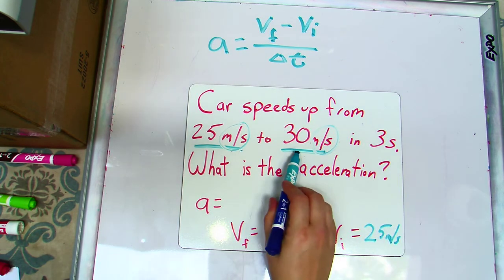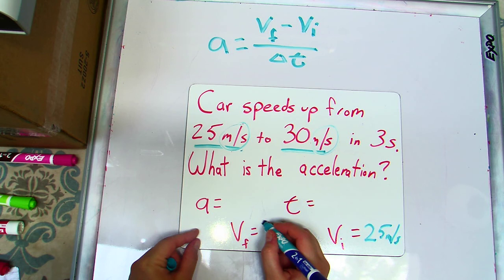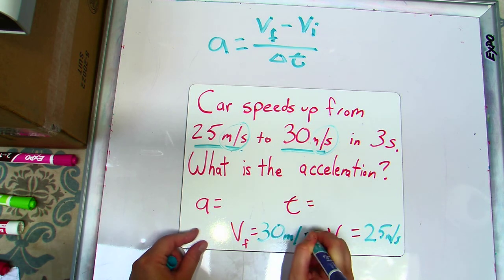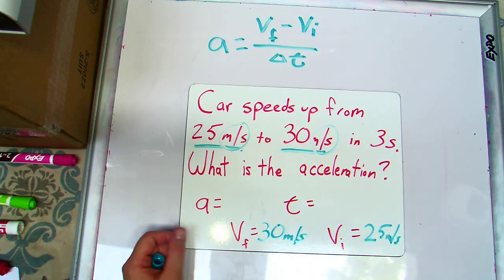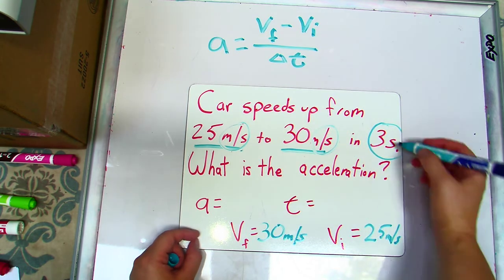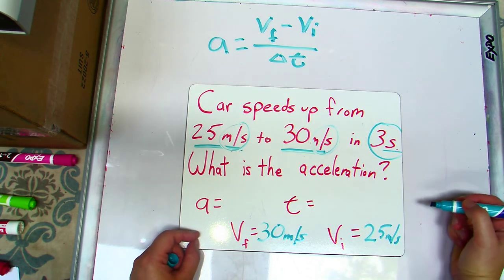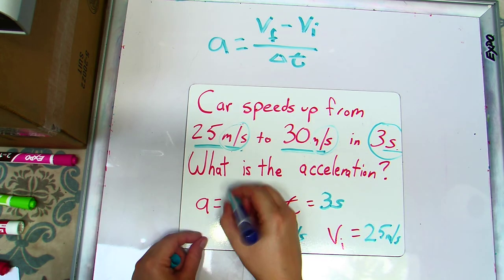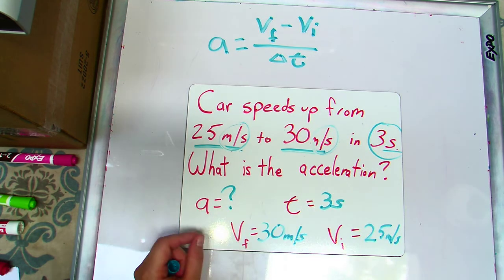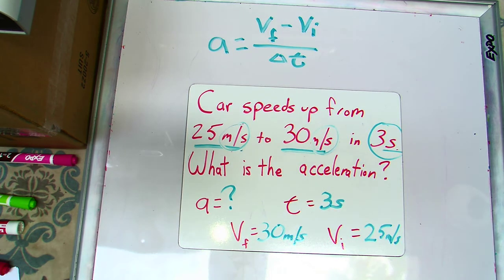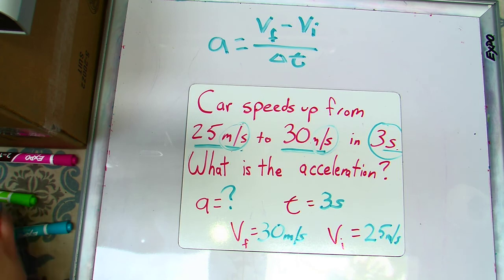And it ended up at 30 meters per second. So that is our final velocity. And how long did it take? It took 3 seconds. How do I know that this is the time? By the unit, seconds. So what we are looking for is the acceleration, and it even says that right there. What's the acceleration? All right, so we are going to go ahead and plug this into our equation.